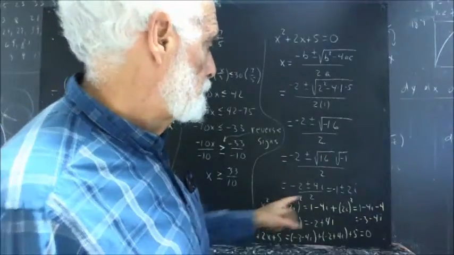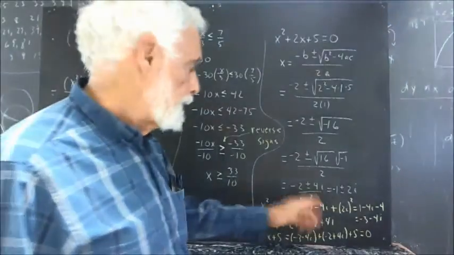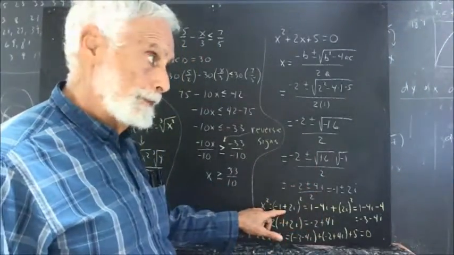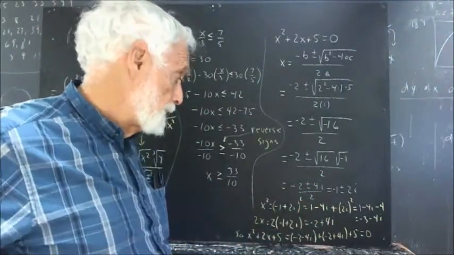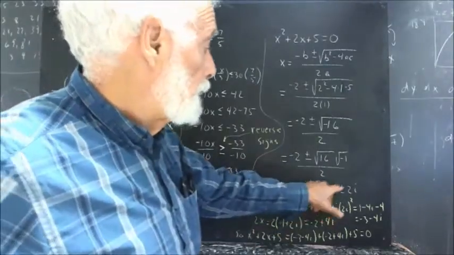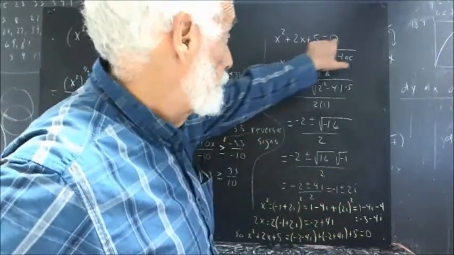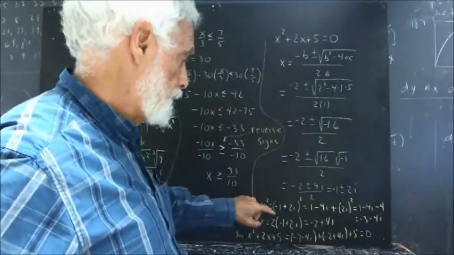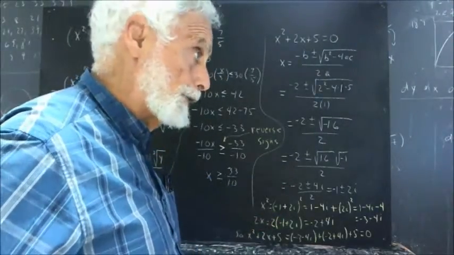Just to make sure, we check this solution. I'm just going to check it for the plus case. You can check it for the minus case. We're going to plug negative 1 plus 2i into the original expression. First, let's work out x squared. It's going to be negative 1 plus 2i quantity squared.